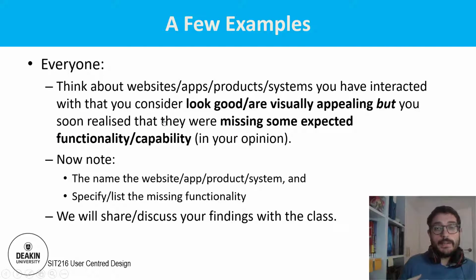So for now, think about this. Think about websites or applications or products that you have interacted with, that you consider look good visually and are appealing, but you soon realize that they were missing some expected functionality. And this happens all the time. We have an application, and we say, oh, I wish this application could do this. Or you have an application that you think will do something, and instead it completely doesn't. So start taking notes of this, because we will take this into one of our assignments.